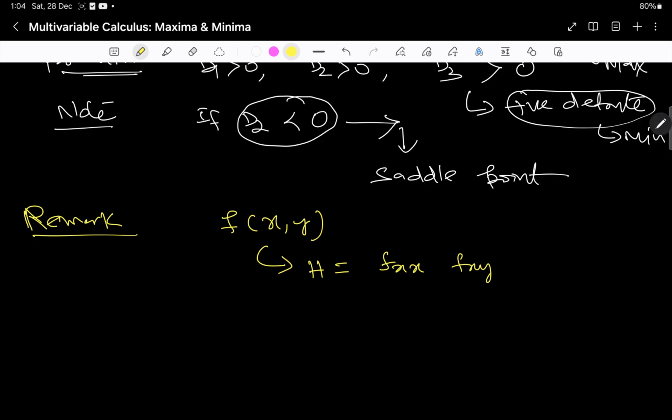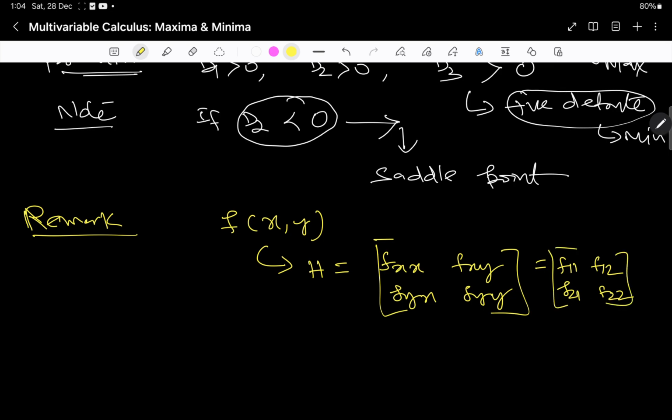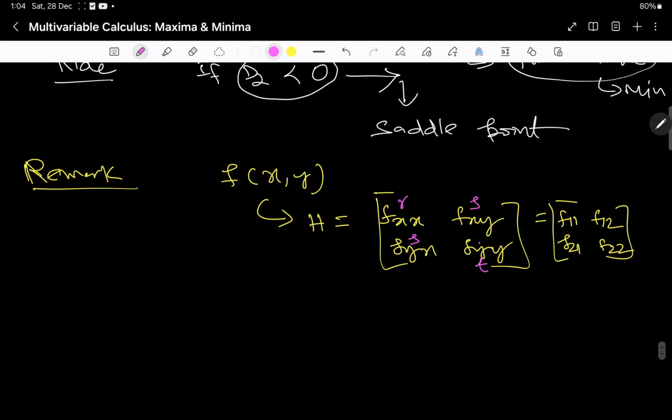fxx, fxy, fyx, fyy, is it not? So this is my Hessian matrix, or I can write it f11, f12, f21, f22. Or I can denote it, this is my R, this is my S, and this is my T. So as I have told you, what is my D1 here? My D1 is fxx. Suppose I am taking a particular point, x0, y0.